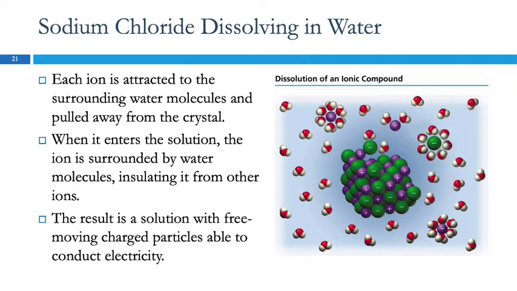And so what we end up with in a salt solution is we have the individual cations and anions separated from each other, but they're surrounded by water molecules, so there's little clusters.